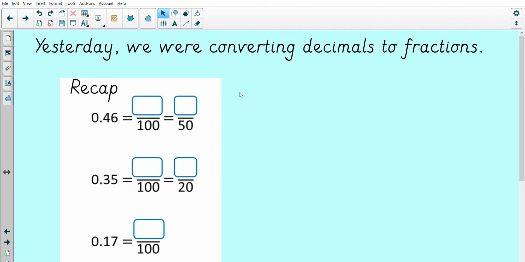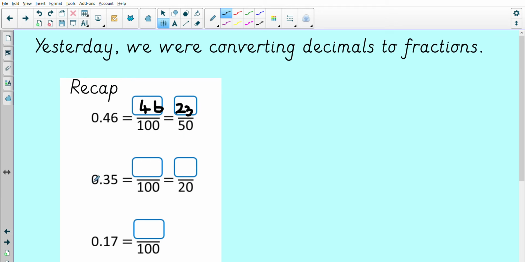So pause this video, try and complete this by yourself, unpause when you're ready to hear the solutions. So 0.46, I've got 46 hundredths, 4 in my tenths column, 6 in my hundredths column. That's 46 out of 100. Now I can simplify that. Here I can see it's been divided by 2, because 100 divided by 2 is 50. It's an equivalent fraction, so what I do to the denominator, I also have to do to the numerator. So 46 divided by 2 is 23.